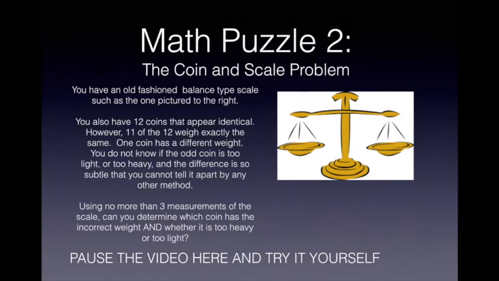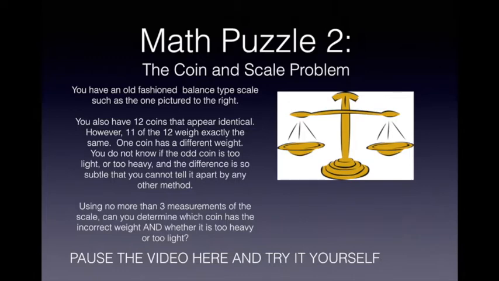And you also have 12 coins that appear to be identical, but one of the 12 is a different weight. So 11 of the 12 weigh exactly the same. One coin has a different weight. Now you don't know if the odd coin is too light or too heavy, and the difference is so subtle that you can't tell it apart by any other method except by weighing it against the other coins.